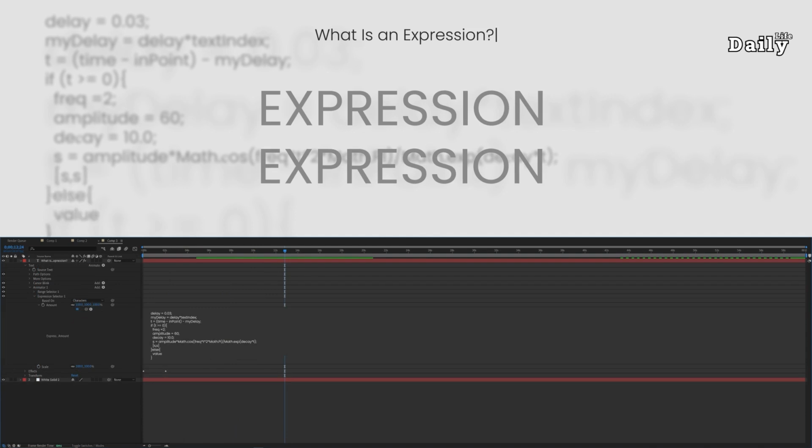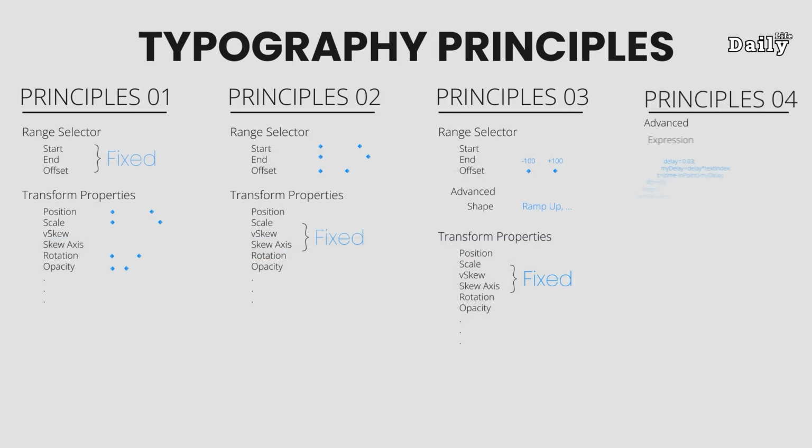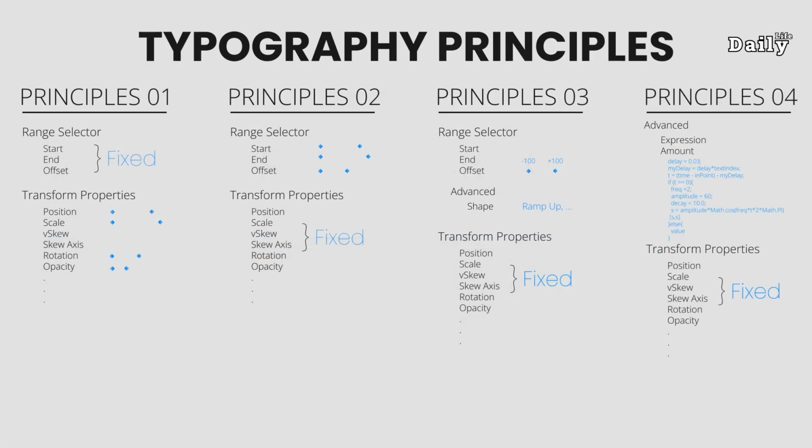Expressions save time and they give you more control by allowing you to create dynamic effects through code. This makes your animations not only more efficient but also more powerful. How to use this principle? This principle is simple and doesn't need anything fancy, just properties and expressions.